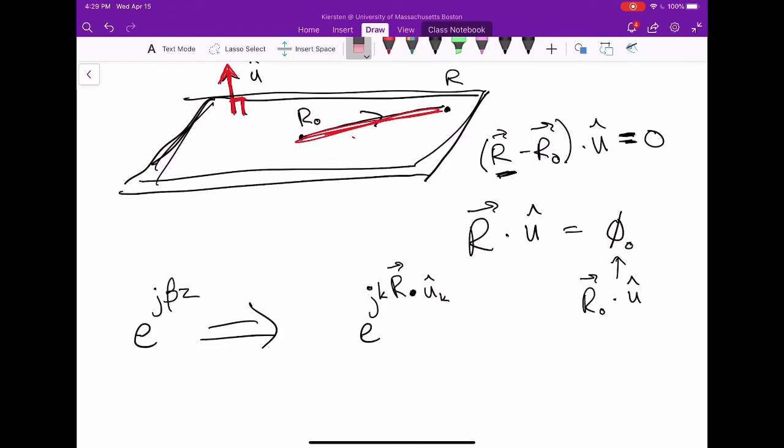So usually we write that not in this order. Instead, we write it as e to the j k dot r, where k here is now a wave vector, and its amplitude, its magnitude is k, the wave number, and its direction is u hat k, the unit vector along the direction of propagation.